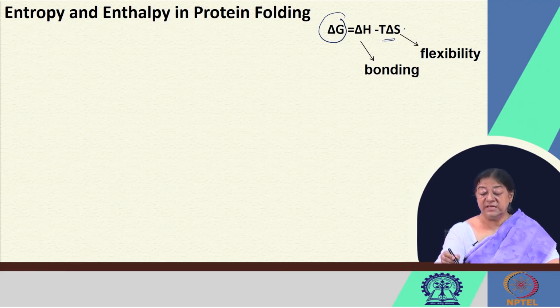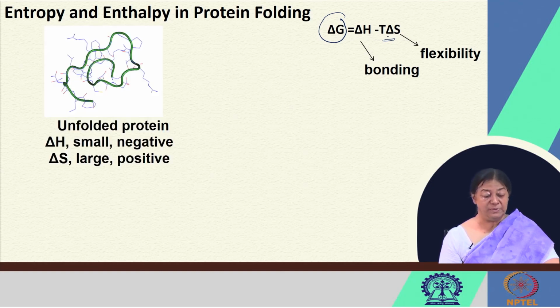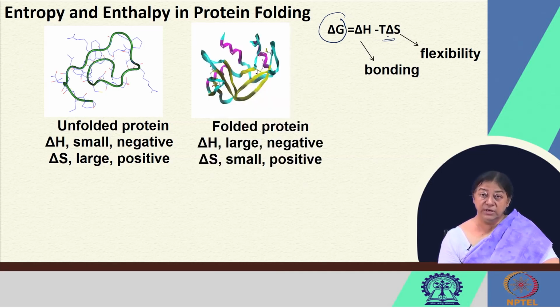So, what happens in this case, when we are looking at the minus T delta S form, it is actually a positive quantity. So, when we look at the bonding, the enthalpic contributions, we will say that the enthalpic contributions for the different bonds that are possible to form give us our contributions to the overall protein folding. So, what do we mean by this? Again, we have the unfolded protein, we have a delta H that is small and negative, we have a delta S that is large and positive. When we now look at the folded protein, we have the delta H that is large and negative and a delta S that is small and positive.